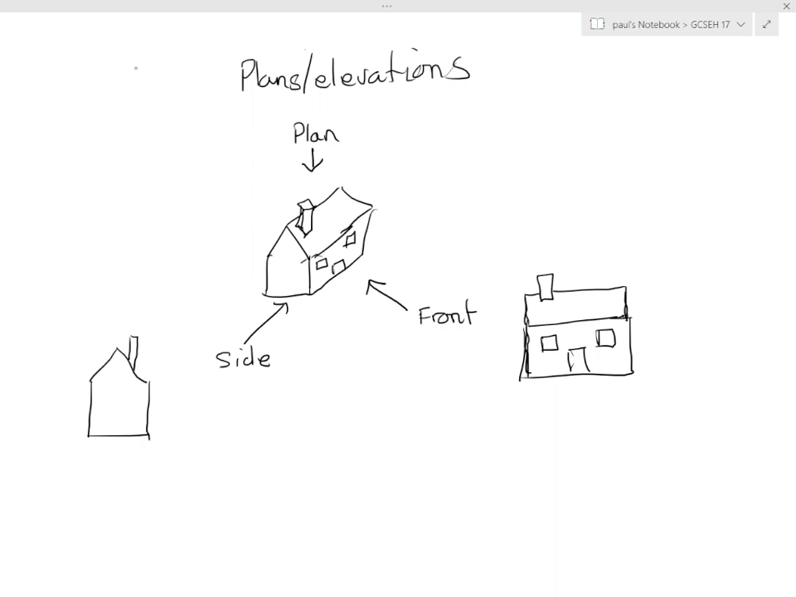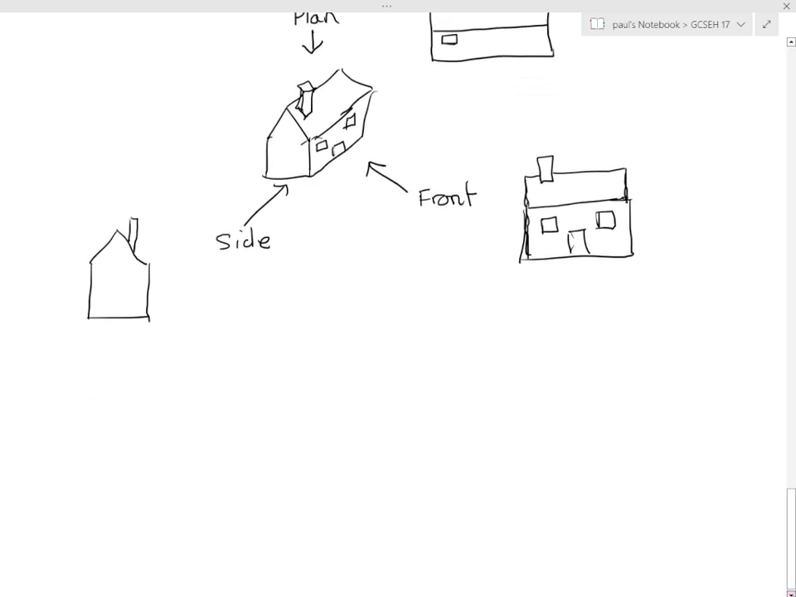And from the plan, you would see the two roof bits, and you can do this either horizontally or vertically. The orientation doesn't really matter, but you would see the chimney there. Important to get that in the right place. So that's basically what we're doing, and they just give you some geometric shapes, and you have to just draw the plans and the elevations.